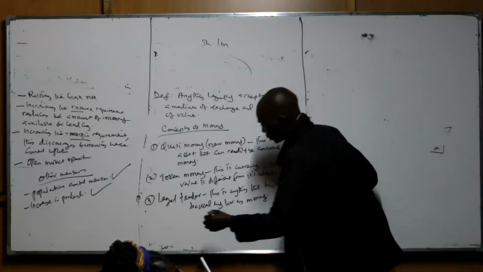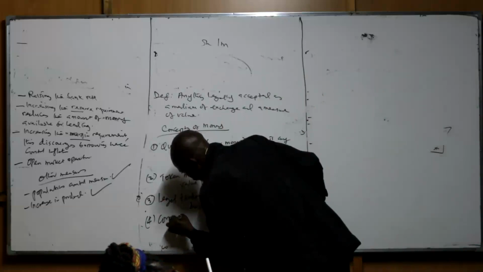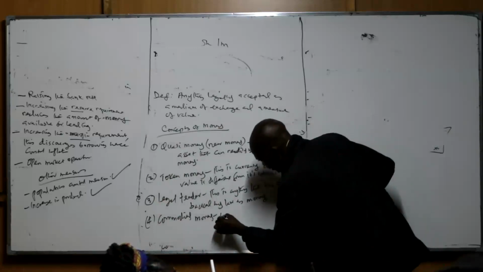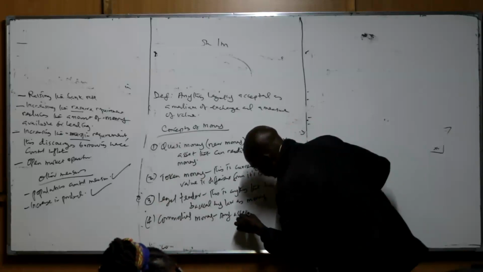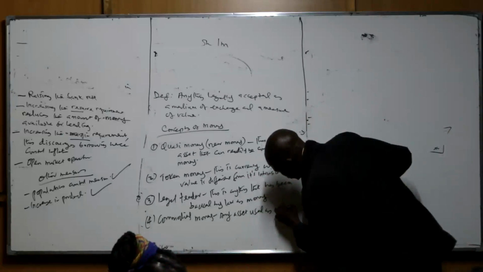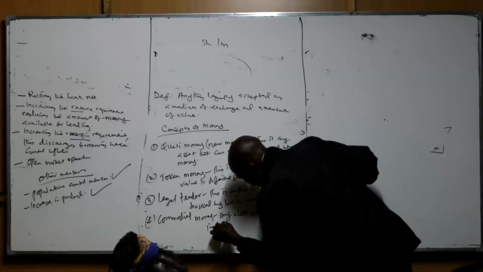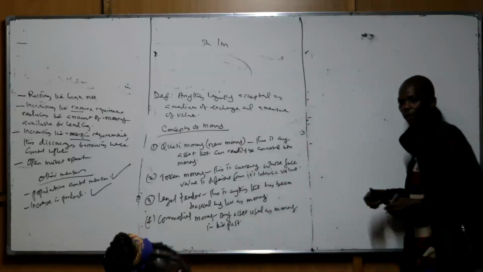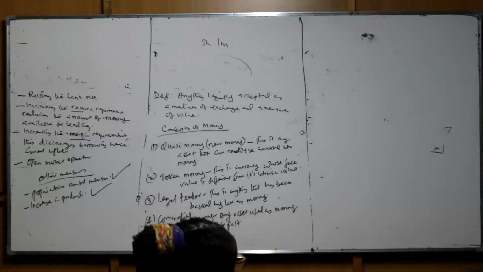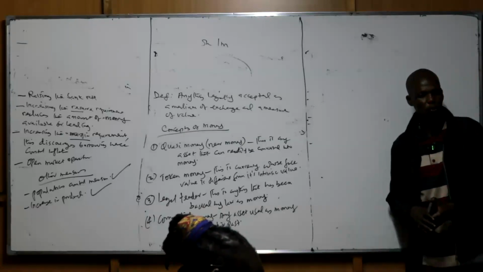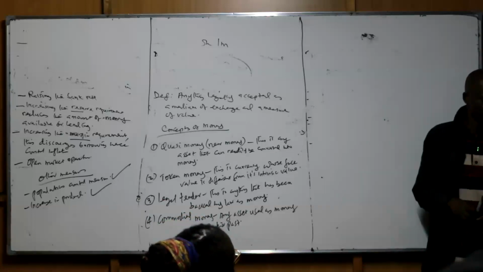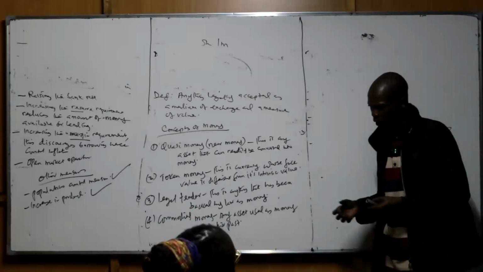We also have number 4, commodity money. This is any asset used as money in the past. It depends on the cost. Those who read this, depending on the queries, skills can count as money. Different assets were used as money, so called commodity money.